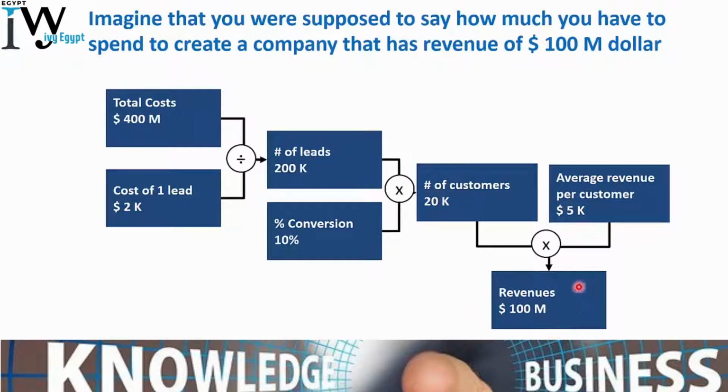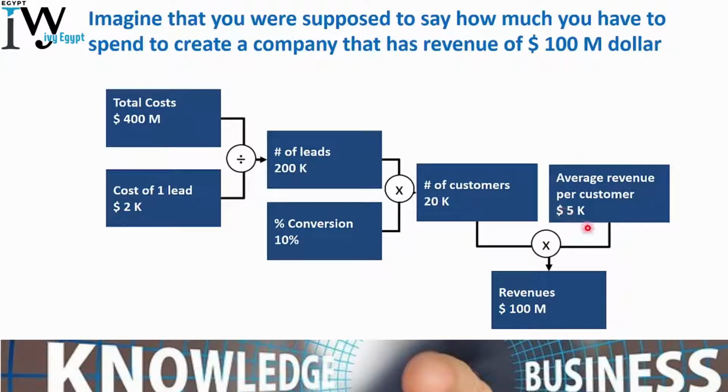So as you can see, I worked my way backwards. I started with the revenues, then with some assumptions on the average revenue per customer, conversion and cost of one lead, I came up with the number that I have to invest. So if I'm not willing to spend this amount of money, I will not get this size of revenues.